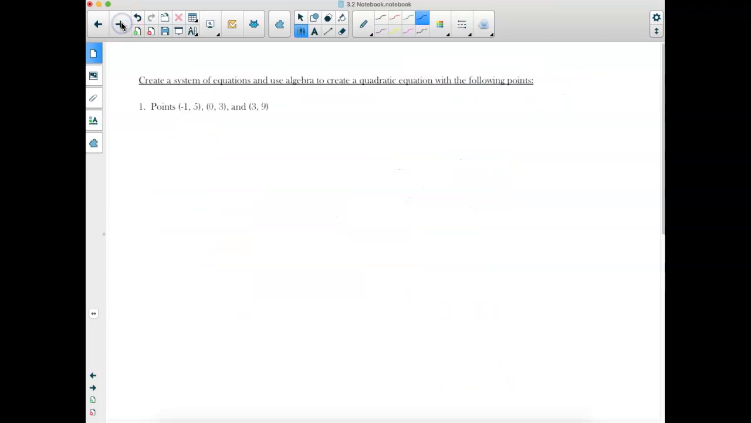Okay, now we're going to look at some systems of equations on steroids, I'm going to call them, because these 3 points here, these are all random points.